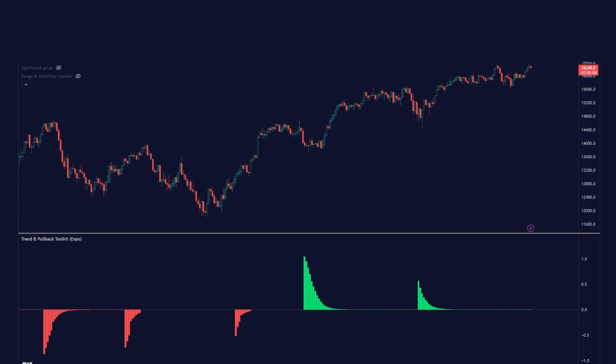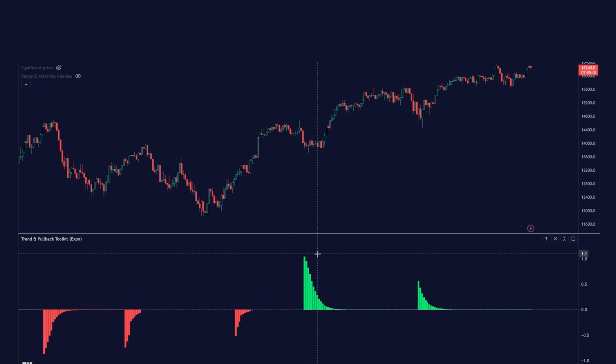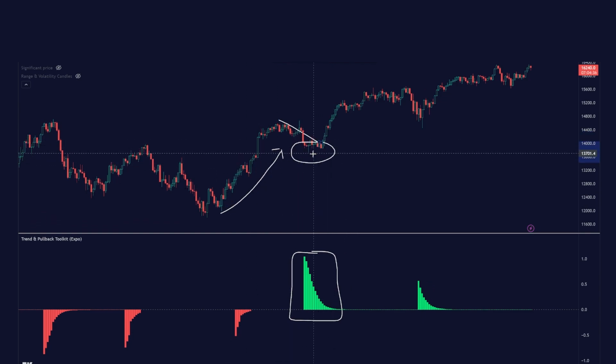All right, let's have a look at the retracement cycle, and it works like this. When we have a green histogram, that is a sign that the market previously has been bullish, and this is the first sign of a pullback or retracement. So when we get this green histogram, it means that this is most likely a pullback within this positive move. So we want to enter long in this area, and up it goes.